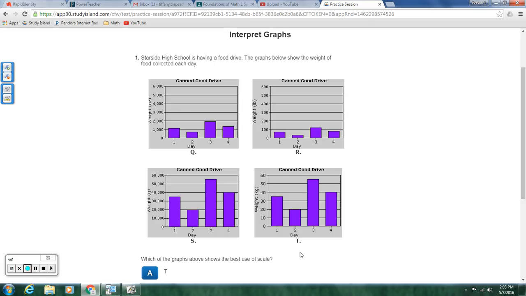The best use of scale. Well, look across the bottom. Are any of those the same? They're all the same, right? So there's nothing different there. Now, that goes 1,000 to 6,000, 100 to 600. Those are in ounces and pounds, that's grams, and in kilograms.